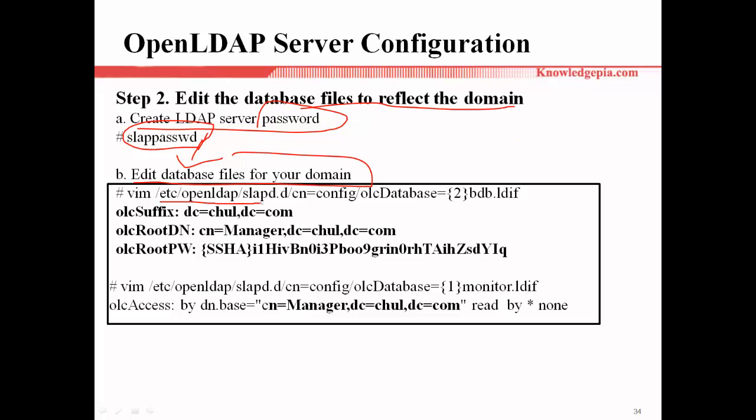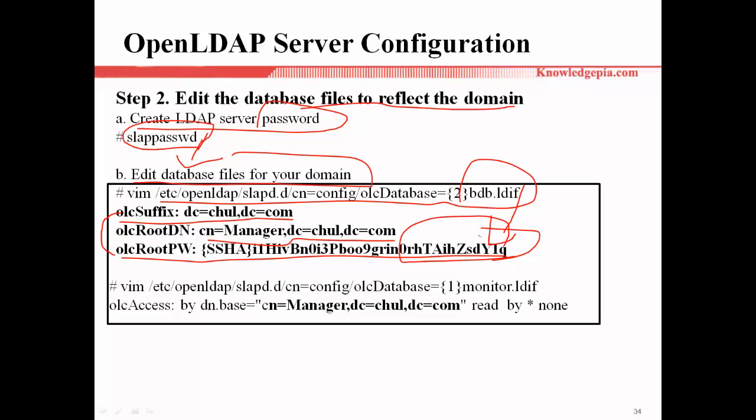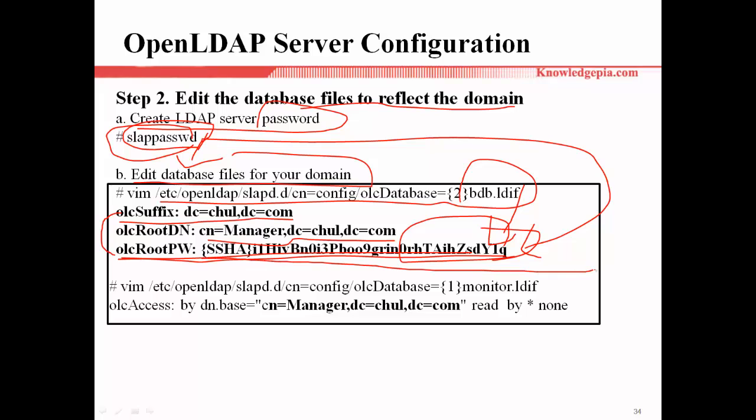First, open this file: /etc/openldap/slapd.d/cn=config/olcDatabase={2}bdb.ldif. Here we need to edit 3 lines. First, our suffix domain name will be, in my case, chol.com, and the root distinguished name means the manager at chol.com, like this, and the olcRootPW like this. If you open this file, you cannot find this one, so you have to add this line at the bottom. And where does this password come from? Here, slappasswd. After you create this password, you have to copy it and paste it here.